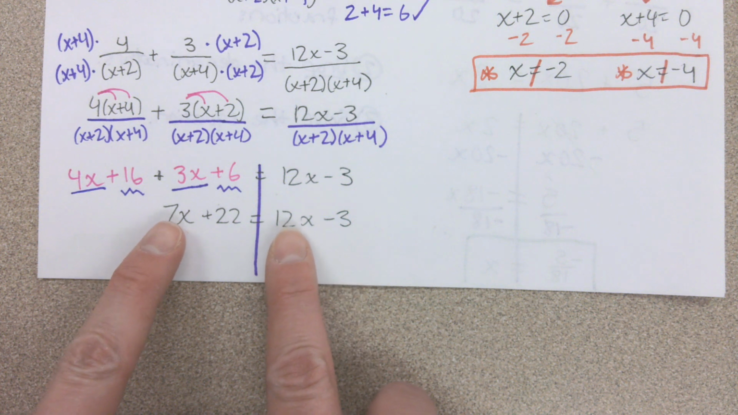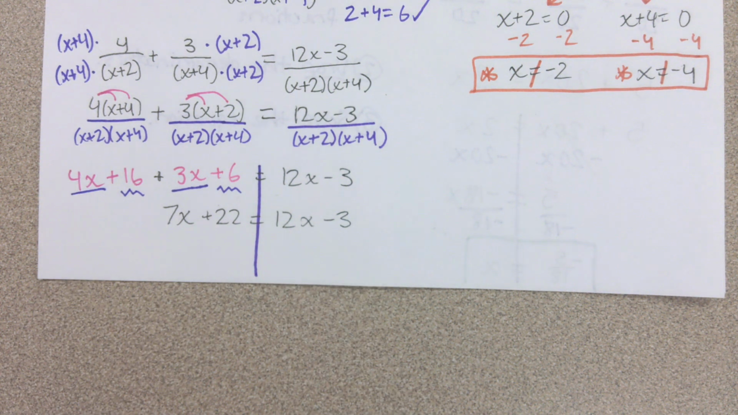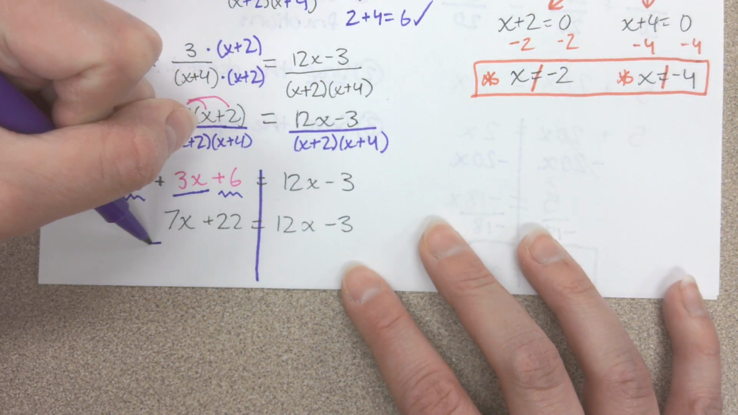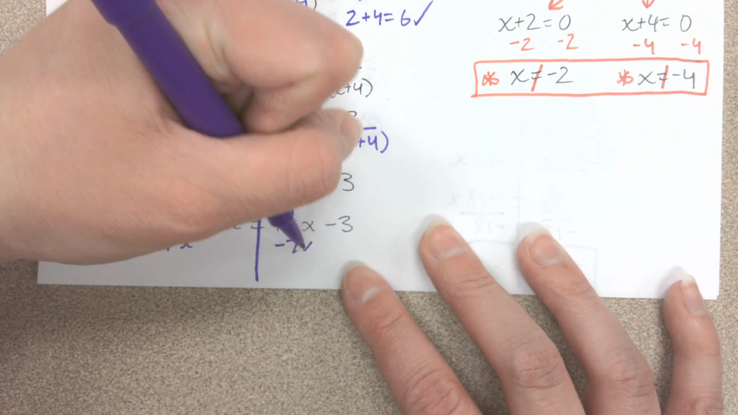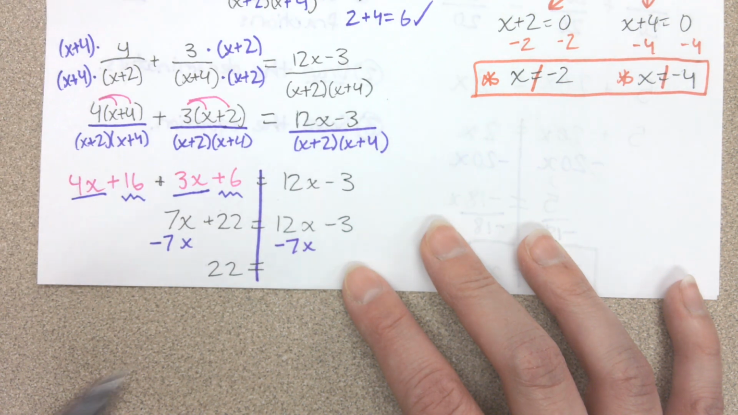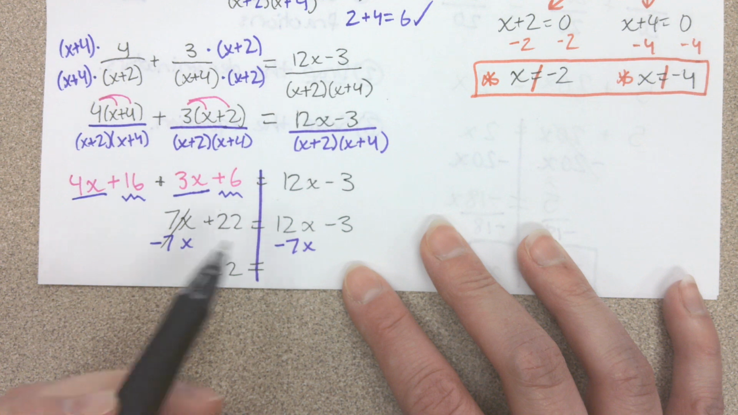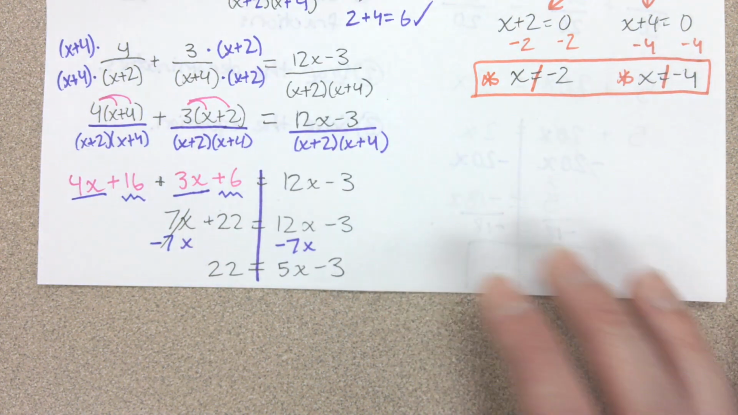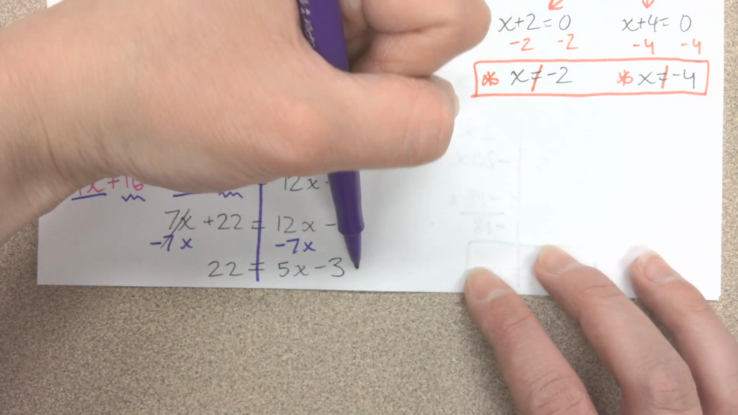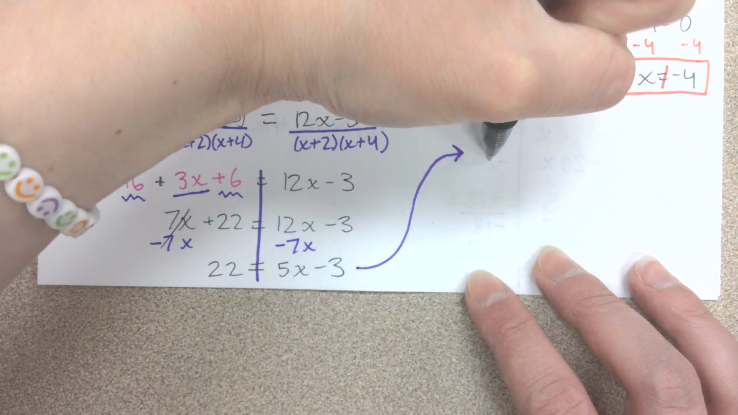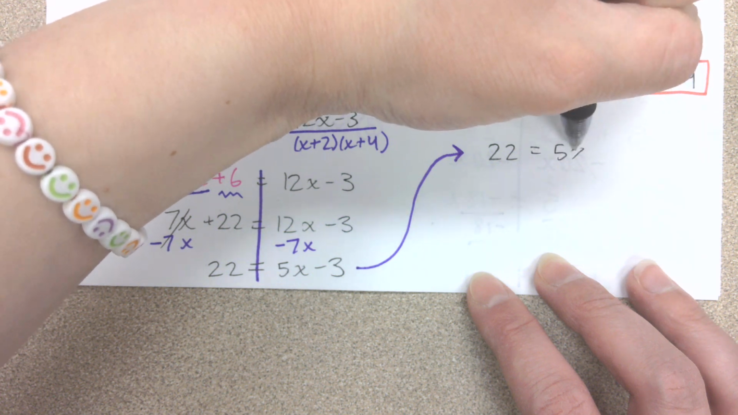Now I have a variable and a constant on each side. This is when I'm going to start moving things. I'm going to move the smaller variable, so the 7 is going to get moved. It's positive. I will subtract 7 on both sides. 22 is equal to, cancel that out, 12 minus 7 is 5. 5x minus 3. Couple more steps. I'm going to go up and over to finish the problem. 22 equals 5x minus 3.